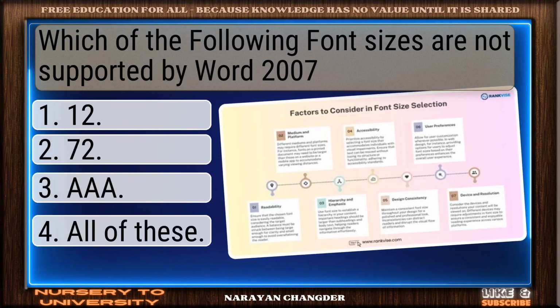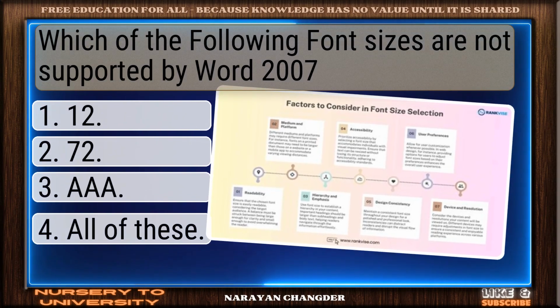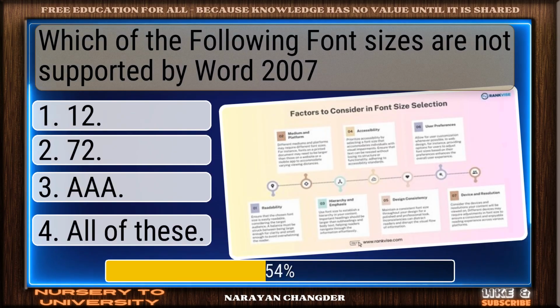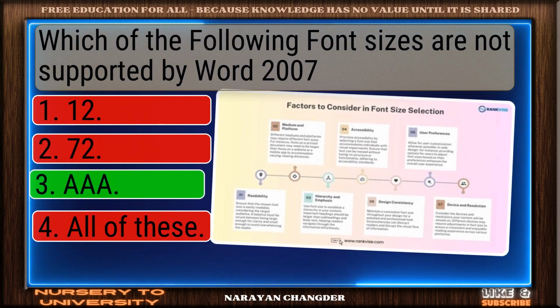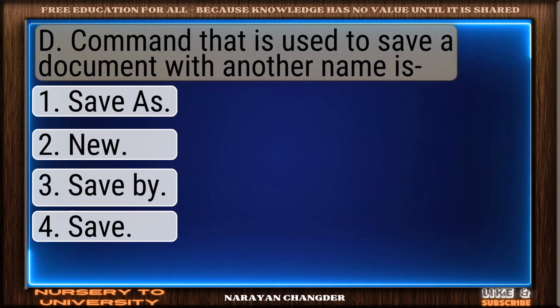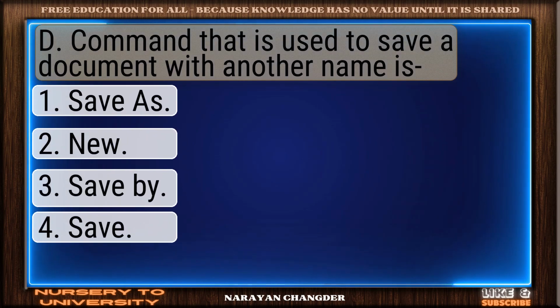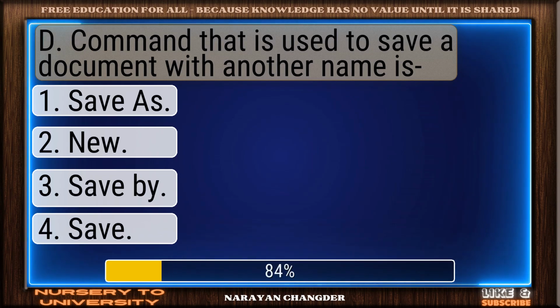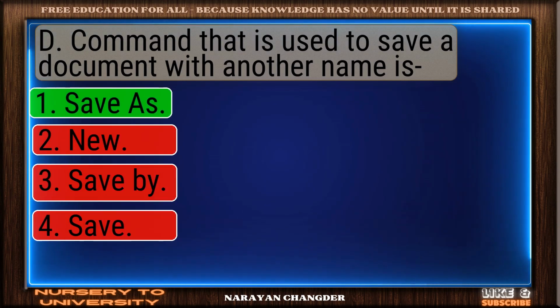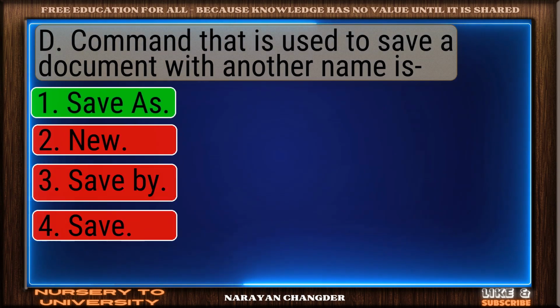Which of the following font sizes are not supported by Word 2007? Nice selection. A is the correct and valid answer. The command that is used to save a document with another name is. Well done. Save as is the right choice.